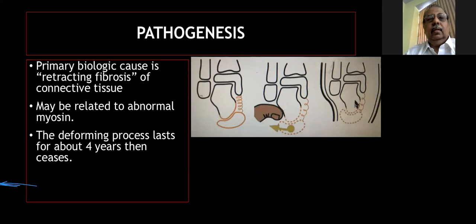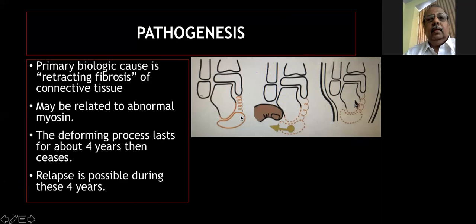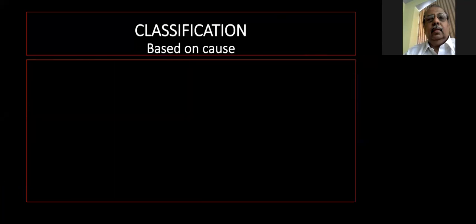Ponseti initially in his work used it only for 1 year and the recurrence rate was very high. So he believes that this phenomenon that is seen, the retracting fibrosis or the crimp seen in the posteromedial soft tissues, will remain till the age of 4. So relapse is possible during these 4 years.